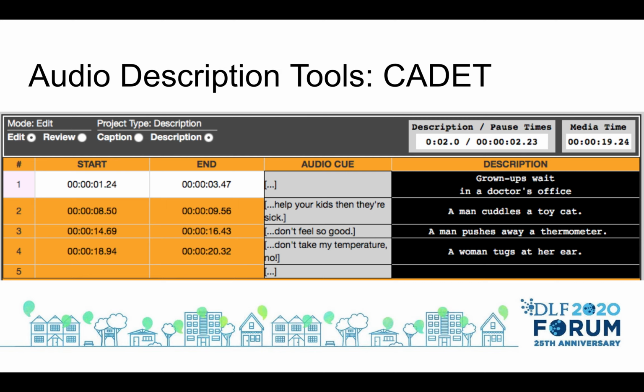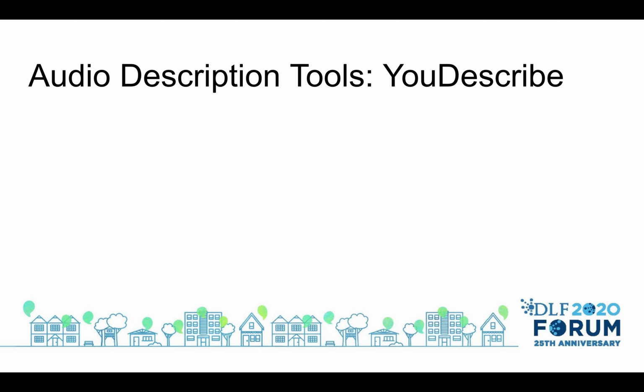And as you can see here, it breaks it up into columns. There are columns for the start time and the end time of pauses in the existing dialogue, for example, or other audio. Then it's going to tell you in this next column the audio cue that comes right before when the description would fit. And then it gives you a box in which you can put the description. So this allows you to time out exactly how long these descriptions take and to generate a script that tells you exactly when they need to fit into the existing audio.